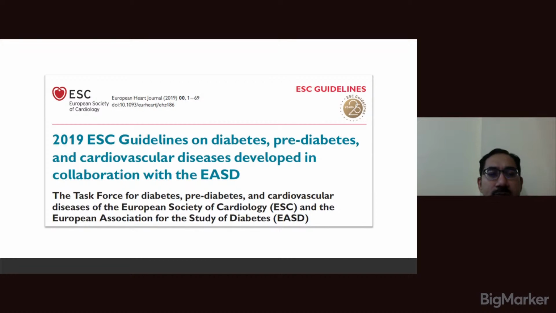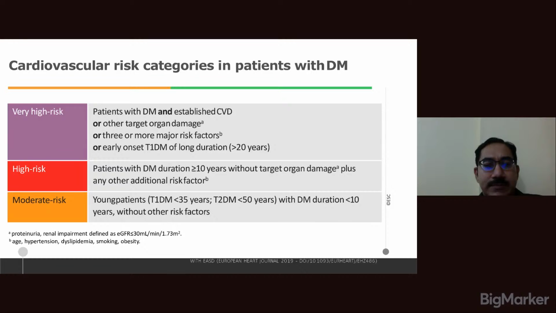So, what are the European Society of Cardiology guidelines in patients with diabetes, pre-diabetes, and cardiovascular disease, developed in collaboration? So, a very high risk person is a person who has diabetes and established cardiovascular disease, or who has evidence of other target organ damage like proteinuria or renal impairment in the form of eGFR of less than 30 milliliter per minute, or has three or more major risk factors, or the diabetes is of early onset type 1 diabetes with a duration of 20 years.